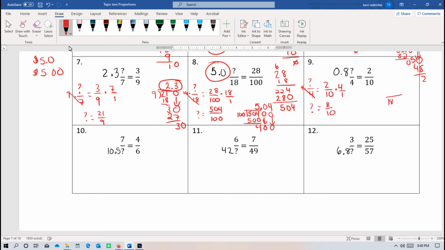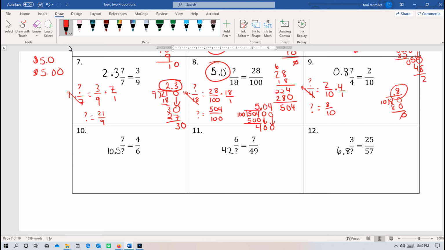All right, so 10 does not go into 8. So I know right off the bat, I'm putting in that decimal point. 10 does go into 80 8 times, okay? And that's it. That's all she wrote. So the answer is 0.8.